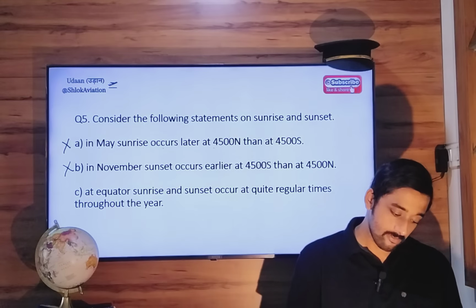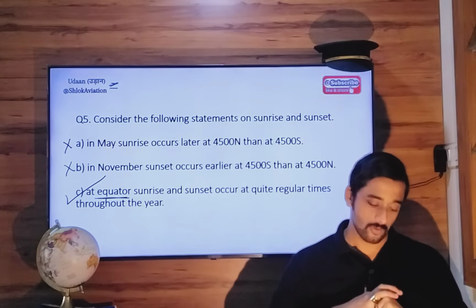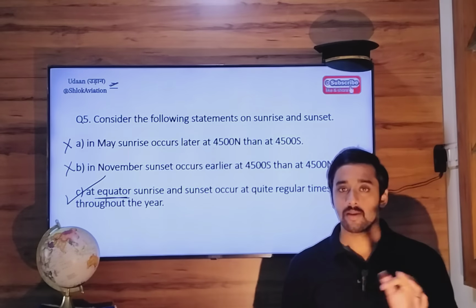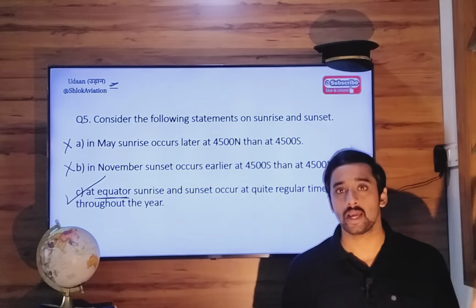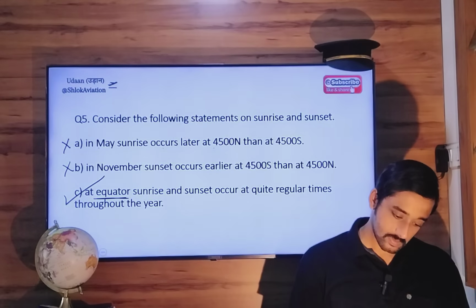So we are left with option Charlie. At the equator, which is midway between the two hemispheres, sunrise and sunset timings are more or less uniform throughout the range of the seasons. So option C is the correct answer.